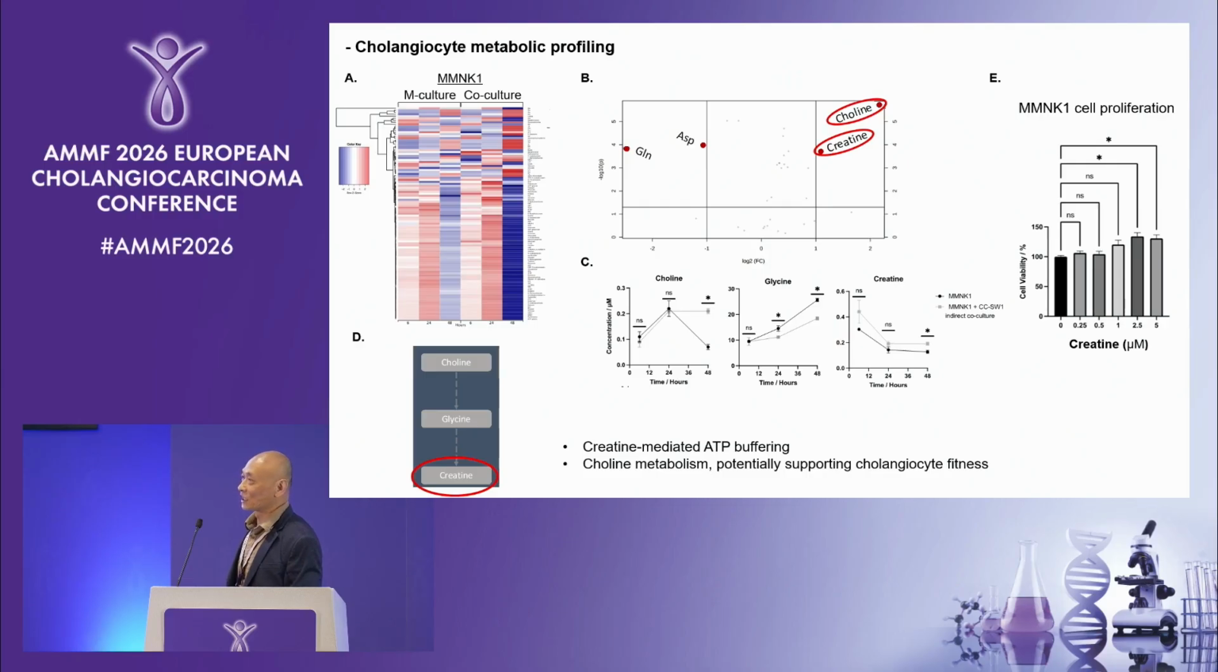Creatine production can be derived from choline through a glycine intermediate. So we asked whether creatine can have any impact on cholangiocyte cell viability. We supplemented cholangiocytes with creatine and measured cell viability, and we found that creatine indeed increased cell viability in a dose-dependent manner. This suggests that cholangiocytes interacting with the tumor cells increase choline uptake, then convert it to creatine, which increases ATP buffering and maintains energy balance, and therefore competes with the tumor cells for survival.